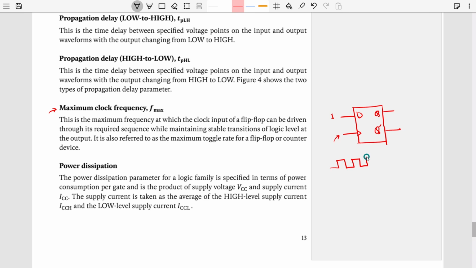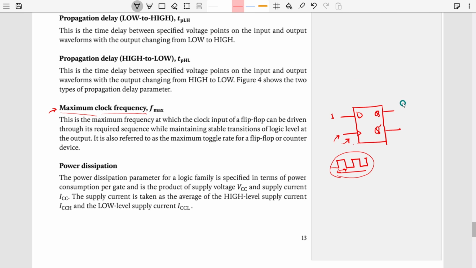But the idea is, what is the maximum frequency you can use here for the clock? Obviously there will be some propagation delay for a signal to go from this D to Q. And if that propagation delay is larger than the clock pulse, then obviously it will not work, because it will take some delay. That's how we calculate the maximum clock frequency, that means the maximum clock frequency we can use here so that it will not behave abruptly.